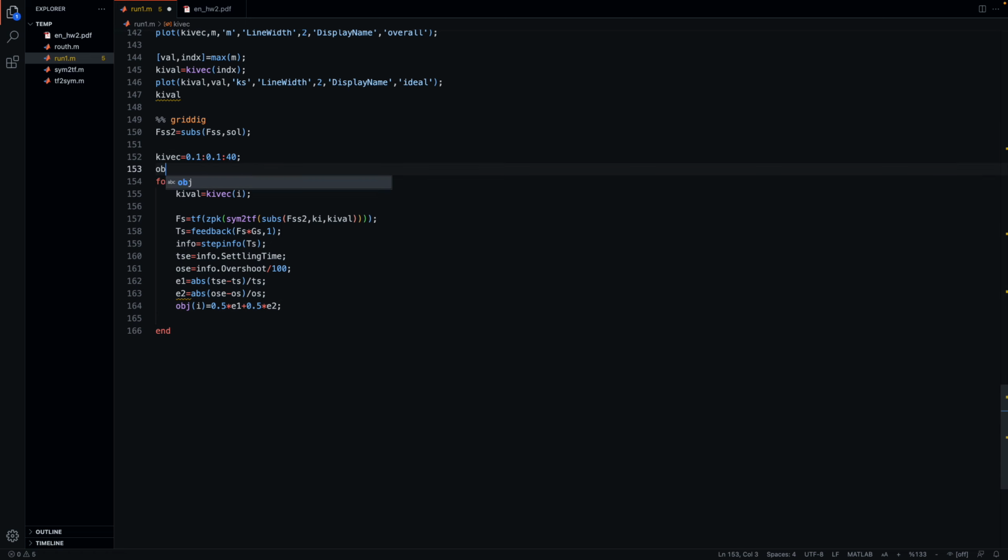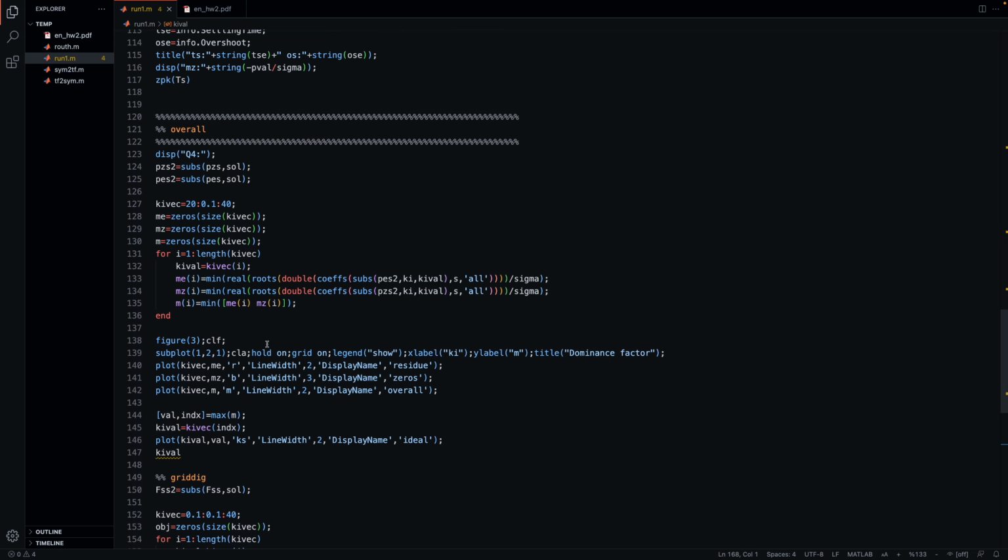I like to pre-allocate my vectors, so let me do that too. Ki vec, there we go. And this should give me an objective. And I would like to look for val index minimum, where I minimize this objective. And at that point, Ki val would be, ideally, Ki vec at that index. I also have the value here.